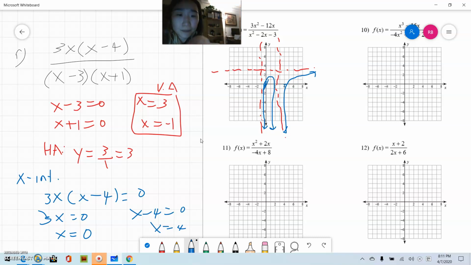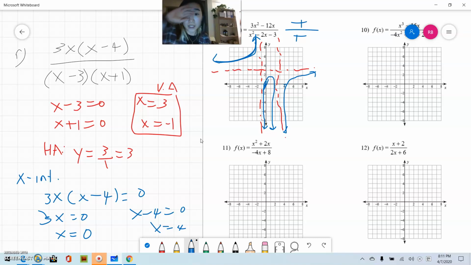And on the left side, I need to plug in some numbers. So let's say I plug in -2. It's going to be plus up here, and then 4 minus -2, 4 minus 3. So plus. So I think it will look something like this. That's my guess, and I'm not wanting accuracy here.